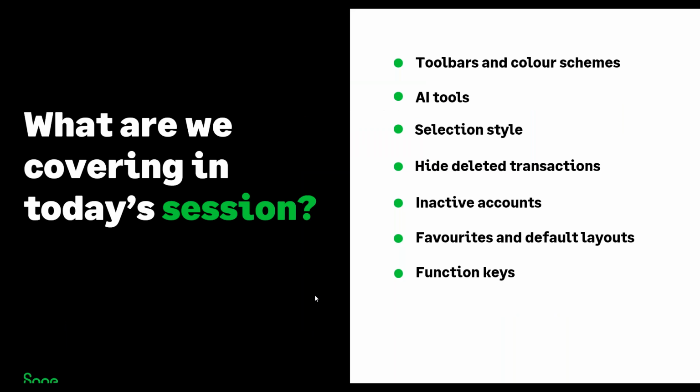So this is what we're going to cover in today's session. First of all, we're going to be looking a lot at the options feature, which is within tools. But we're going to also look at toolbars and color schemes. So a good way of differentiating different records from one another and also different windows from one another within the software. We've got AI tools. So I'm going to show you how you can use the report finder in the software.